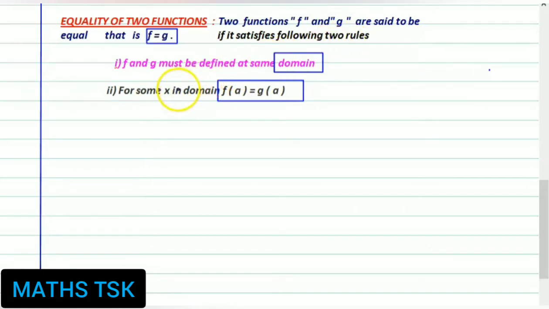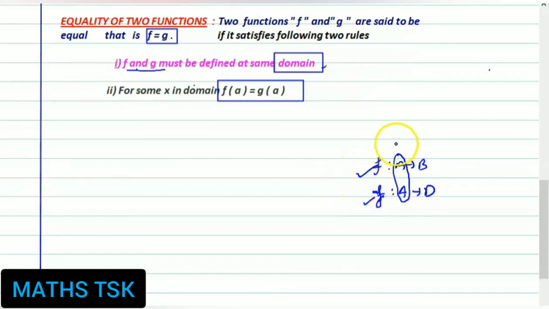First one, f and g must be defined at same domain. Suppose f is mapping from A to B, g is mapping from A to D. They are not defined at same domain. So whatever may be the condition, we must see whether these two functions have the same domain or not. If they don't have the same domain, then we can't say that these two are equal.